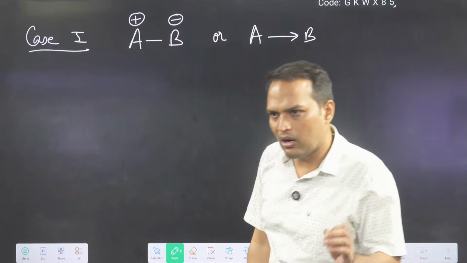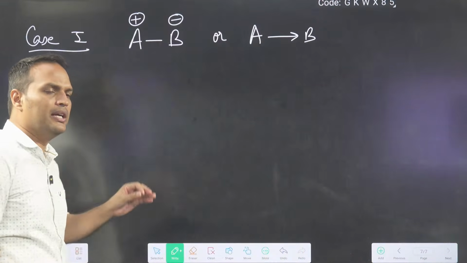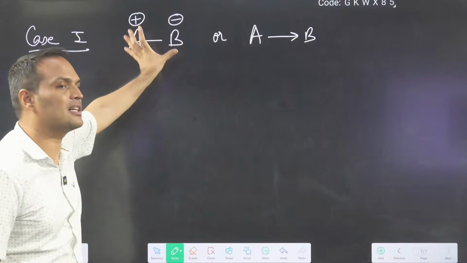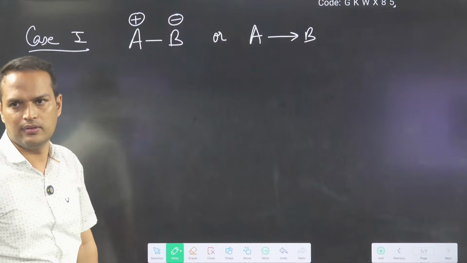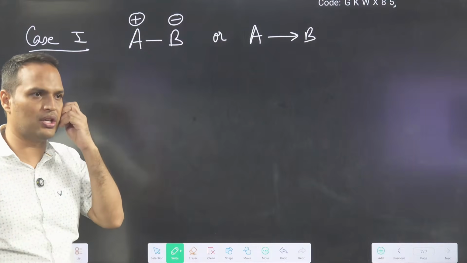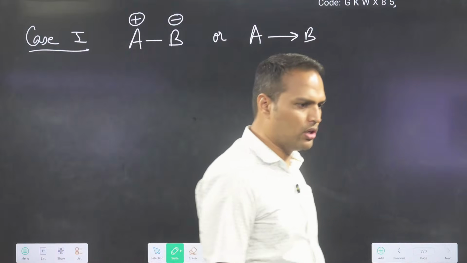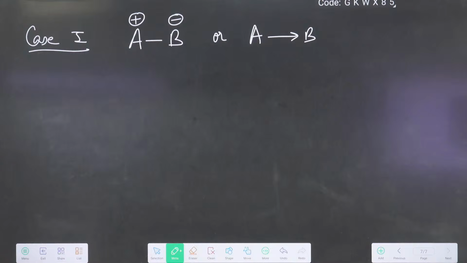Now, next point. We will simply take examples. Can you tell me in a Lewis dot structure where we have this condition, that there is a bond and there is plus and minus? Can you suggest some example? In a Lewis dot structure, there is a bond and there is plus minus. Where we have this?